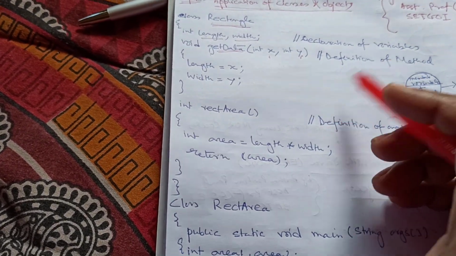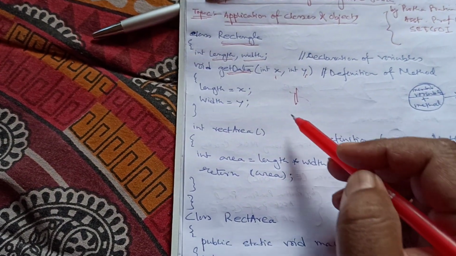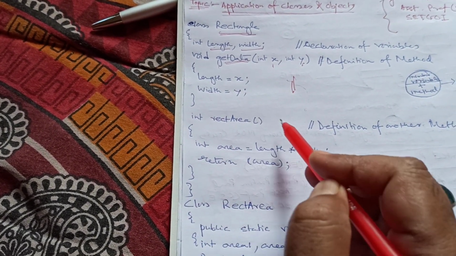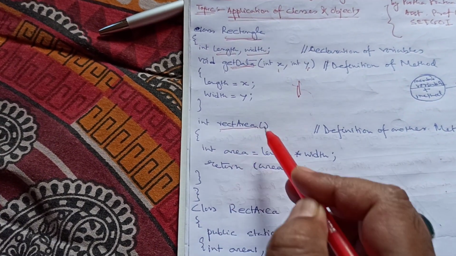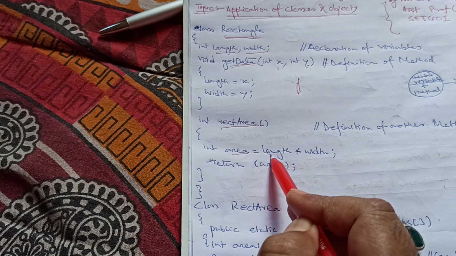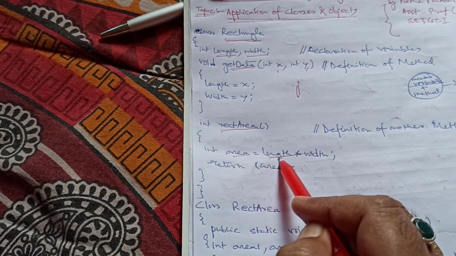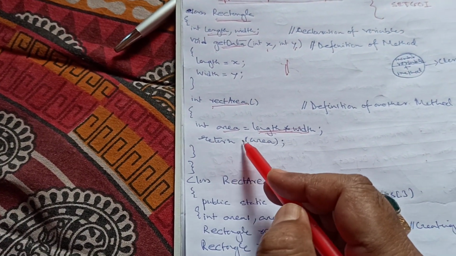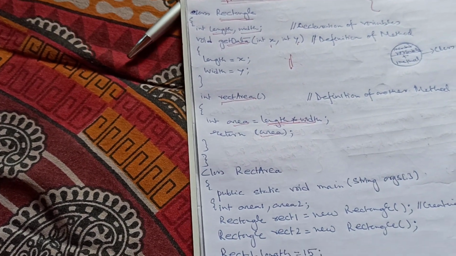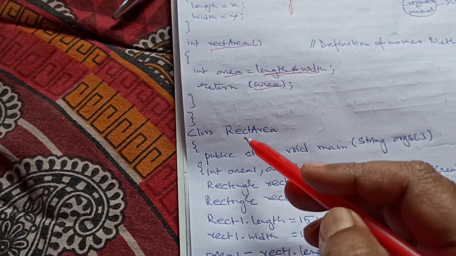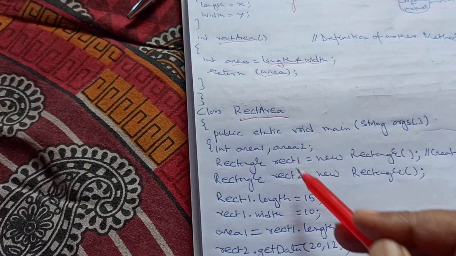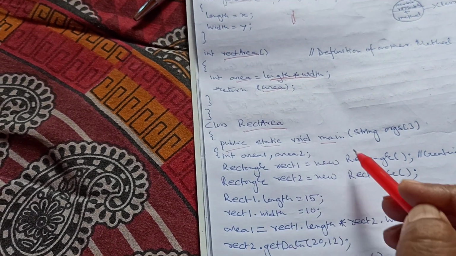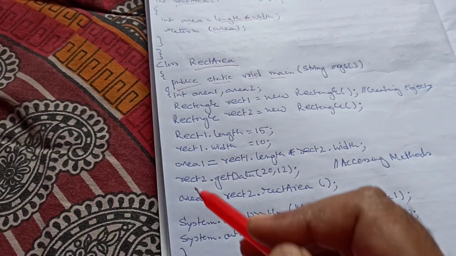Now this is the definition of the method. Here we are defining another method whose name is rectArea, which will calculate the area of the rectangle by the code length into breadth. After calculating it, it will return the area to the callee function. Now this is the main class whose name is RectArea. Under this we have defined public static void main, that means the main method is inside the RectArea class.